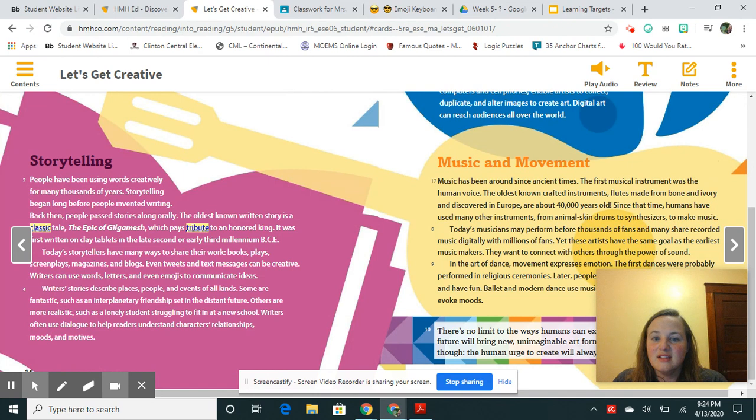Music and movement. Music has been around since ancient times. The first musical instrument was the human voice. The oldest known crafted instruments, flutes made from bone and ivory and discovered in Europe, are about 40,000 years old. Since that time, humans have used many other instruments, from animal skin drums to synthesizers, to make music. Today's musicians may perform before thousands of fans, and many share recorded music digitally with millions of fans. Yet these artists have the same goal as the earliest music makers. They want to connect with others through the power of sound.